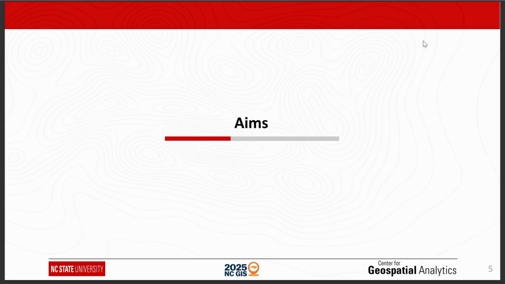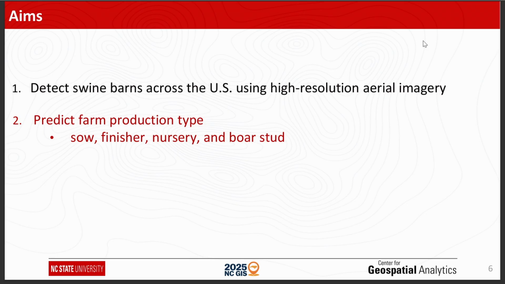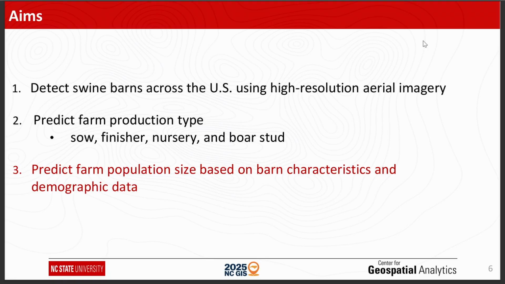So to address this, we want to detect swine farms across the US using high-resolution aerial imagery. Once we detect them, we want to classify them into one of the 4 major production types, which is sow, finisher, nursery, and boar stud. And then once we have that information, we want to predict the population size based on information that we've already gathered in our data set.